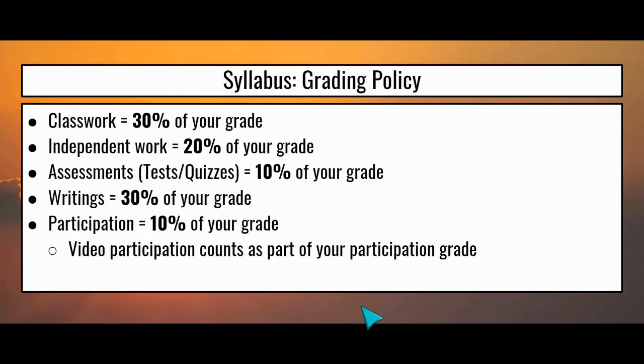Here's our grading policy. Very easy and straightforward. Classwork is 30% of your grade. Make sure you're doing your classwork. Think about it. Let's say you do all of your independent work, all of your assessments, all your writings, and you participate, but you do not do any classwork. The best grade you'll be able to get is a C-, because if you take 30% away from 100%, you're at a 70. 70% is a C-. Do your classwork. It's never going to be too difficult. It's not going to be things that you're not able to do. Do it and get your points, okay?